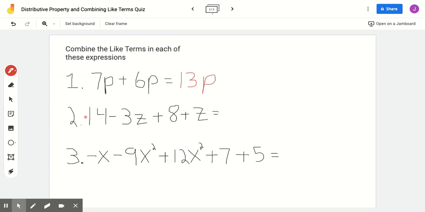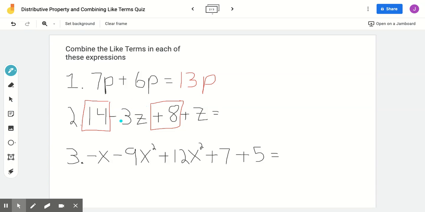All right, number 2, 14 minus 3z plus 8 plus z. Okay, so let's go ahead. In this one, we have a couple pairs of like terms. So I'm going to circle them for us. Remember, first thing is easy because constants are always like terms. So positive 14 and positive 8. These are like terms, okay? Remember, constants are always like terms.